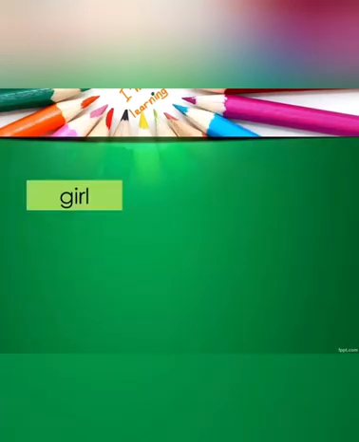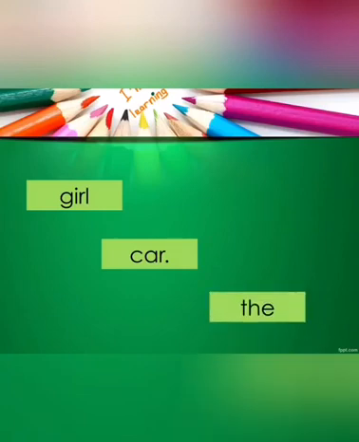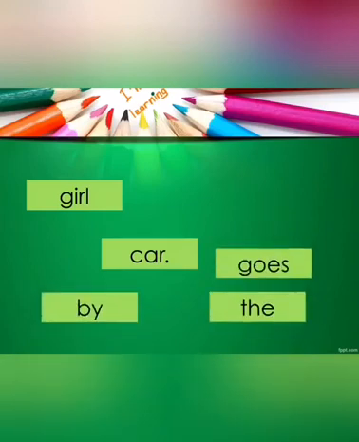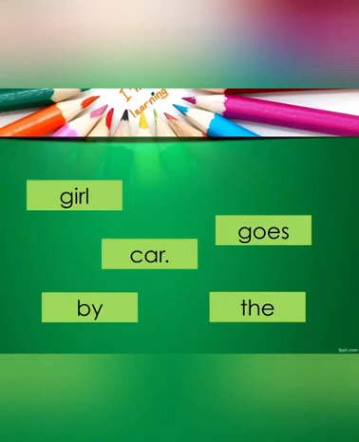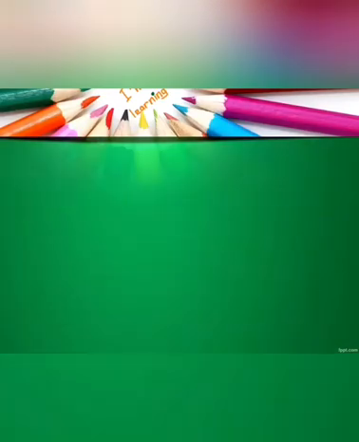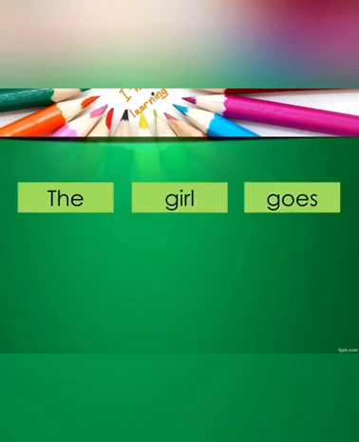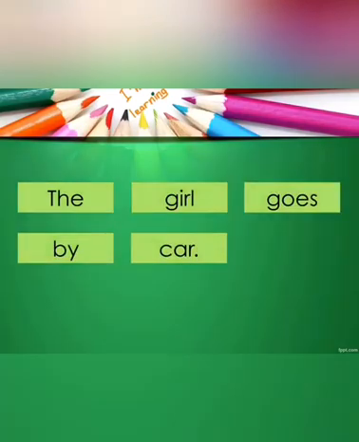Another sentence. We have the words car, girl, the, by, goes. Think. How are we going to put these words in order? Are you ready? The girl goes by car. And the prepositional phrase is by car.